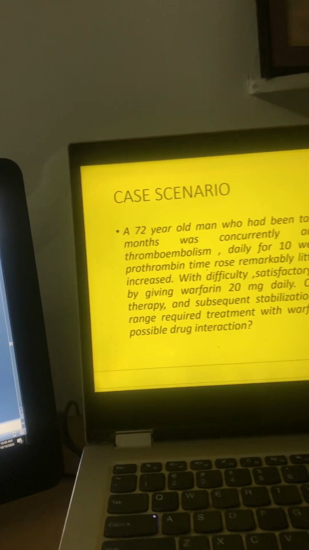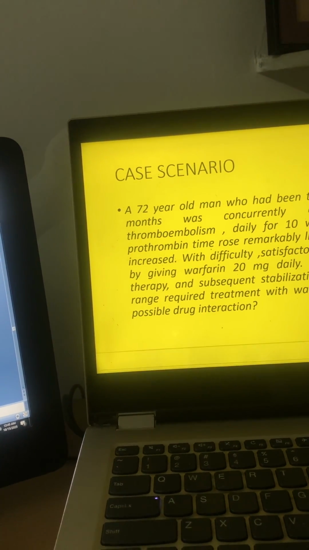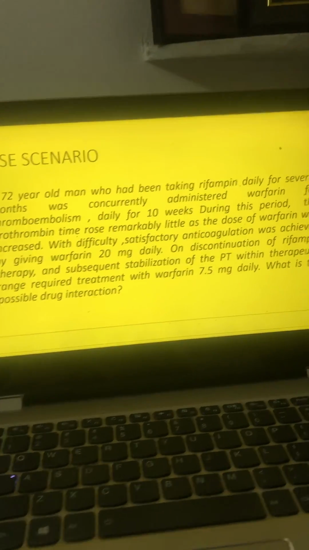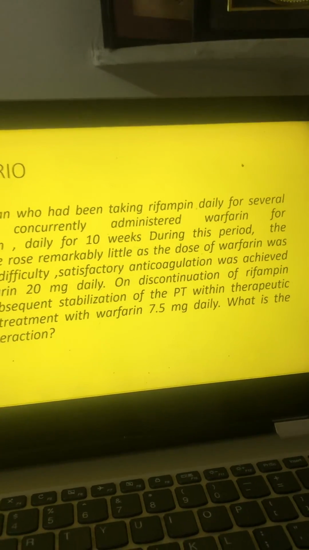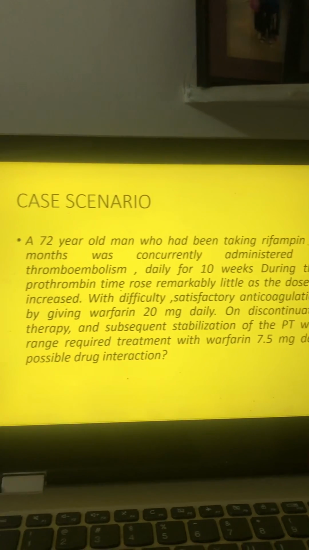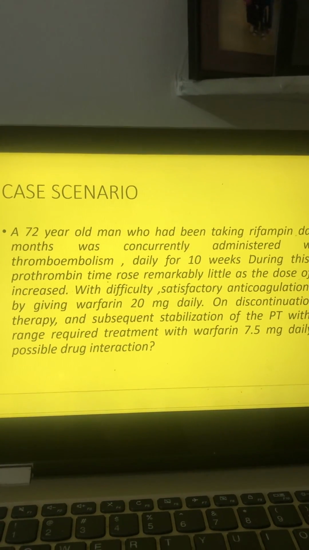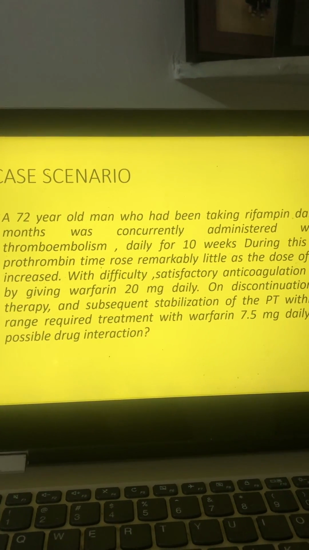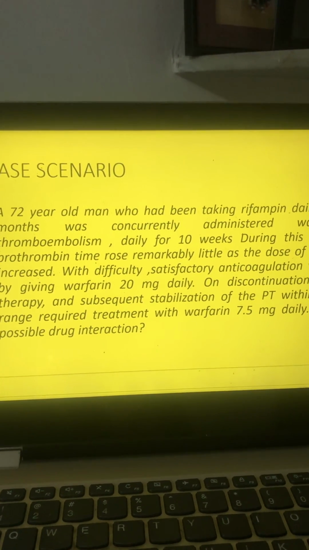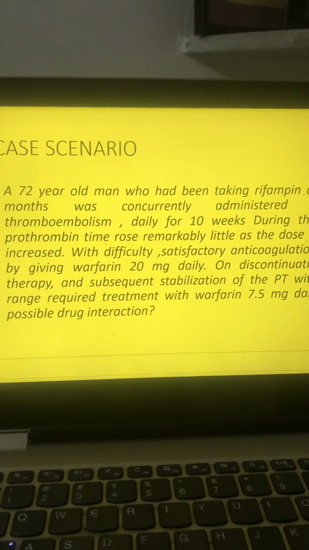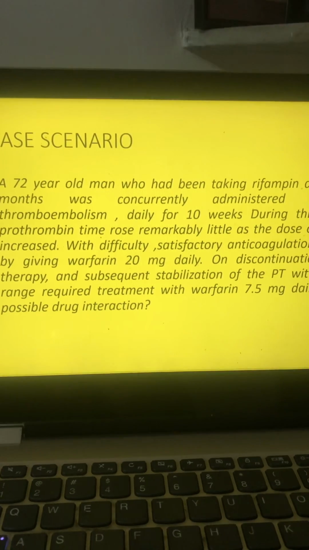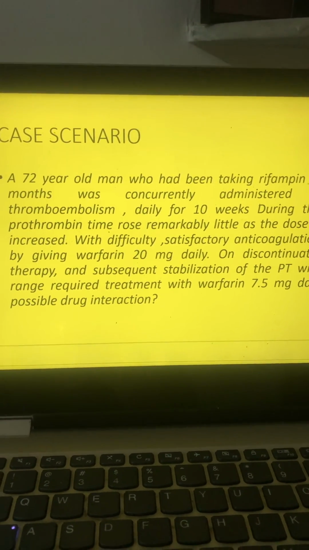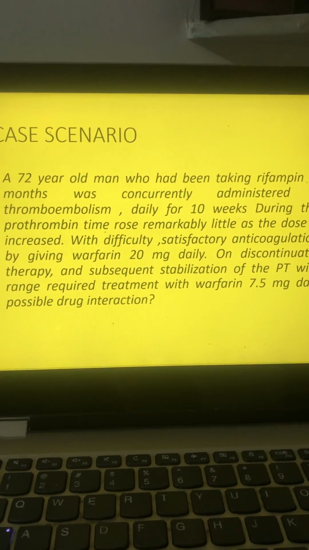Now let us take a case scenario. Based on these drug interactions, a 72-year-old man who had been taking rifampicin daily for several months was concurrently administered warfarin for thromboembolism daily for 10 weeks. During this period, the prothrombin time rose remarkably little as the dose of warfarin was increased. With difficulty, satisfactory anticoagulation was achieved by giving warfarin 20 mg daily.